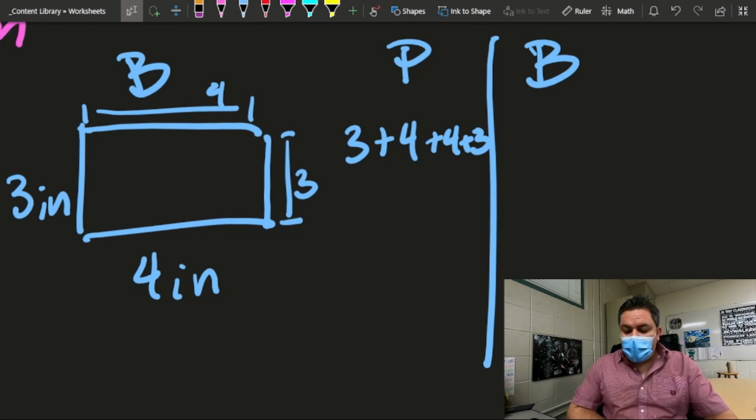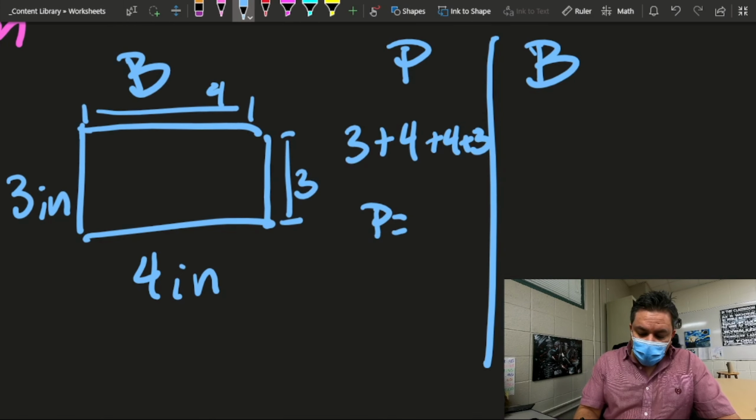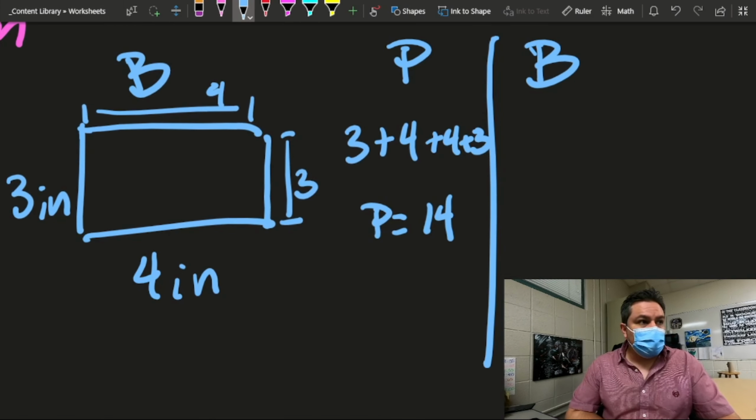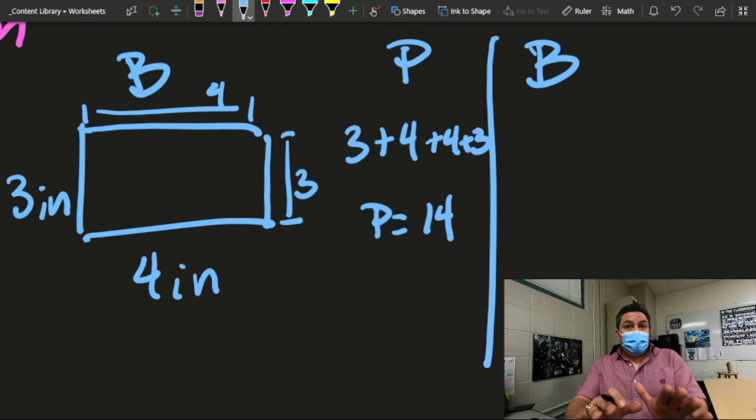So when I add all of this up, what do I get? 4 plus 4 is 8 plus 6. So the perimeter equals 14, right? Yes, no? Very good. So I'm done with the perimeter. Again, I'm not dealing with the prism right now. I'm only looking at the base that I recognize and I drew on the side. This is very important for you to do.